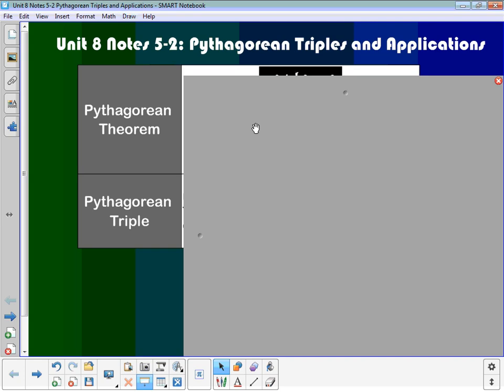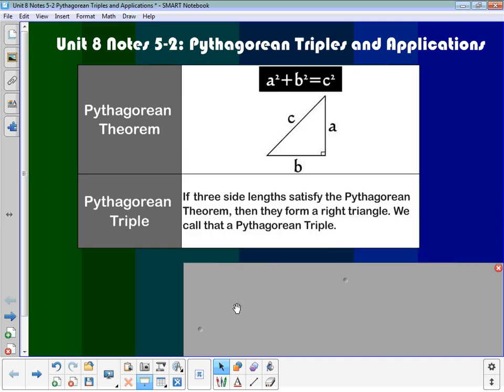So first thing I want to do is just remind you of that Pythagorean theorem. You may want to write it just at the top of your note sheet so you have it in case you need it, that a squared plus b squared equals c squared, because that's really important for all that we're doing yesterday and today. And next, let's talk about Pythagorean triples.